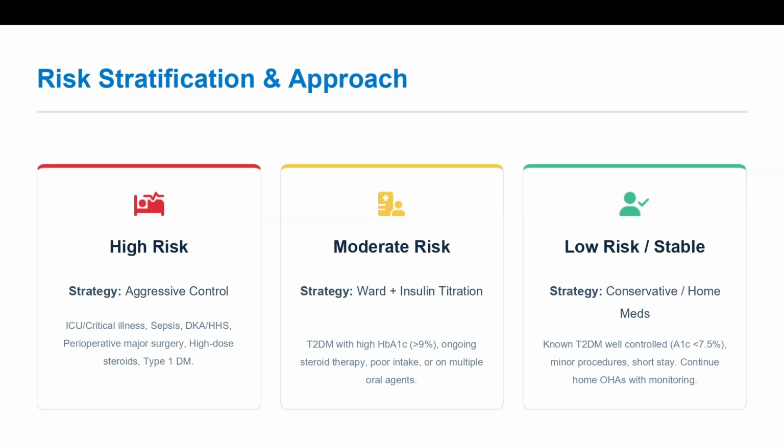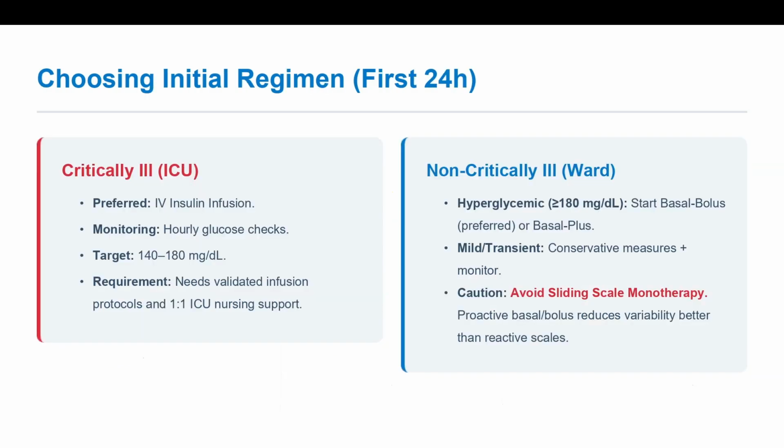Known type 2 DM, well controlled with HbA1c less than 7.5, minor procedures or short stay: you can just continue home oral hypoglycemic agents in hospital, also with monitoring. So, initial regimen choosing. Critically ill: IV insulin therapy is always preferred in ICU.